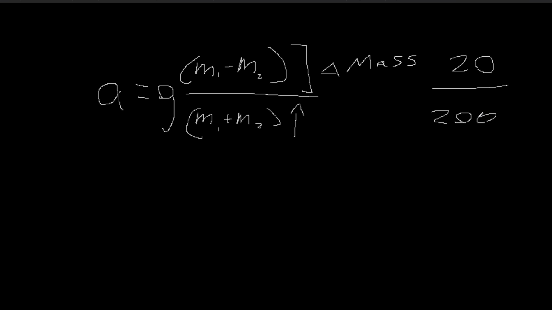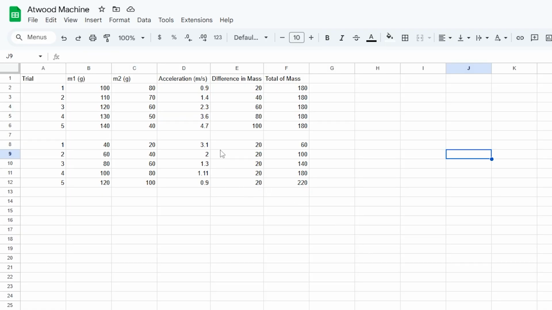Now if our denominator is bigger, then that will decrease the acceleration. And that's what we saw for this. As the total mass increased, the acceleration also decreased because the difference in mass was not also increasing.